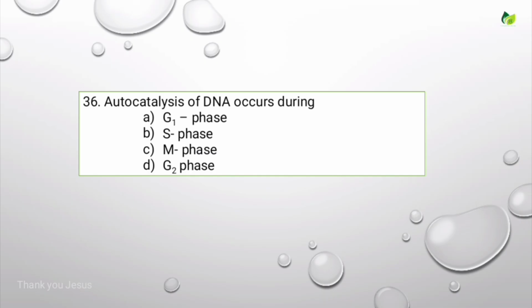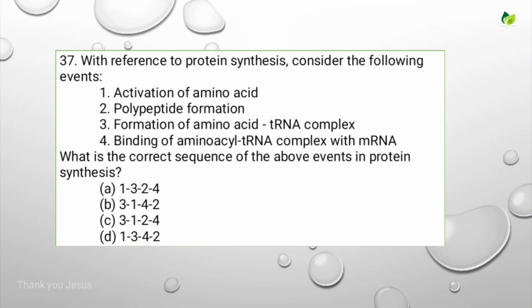Autocatalysis of DNA occurs during. Options are G1 phase, S phase, M phase, G2 phase. Autocatalysis is nothing but replication. There, the DNA is synthesized from the parental DNA strand. The S phase is meant for the synthesis of DNA. S phase of interphase is the correct answer. Let's see the next question.